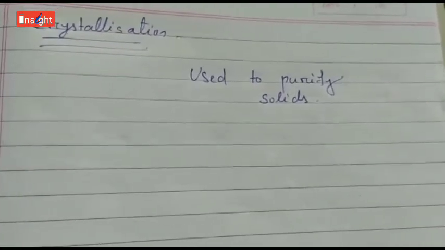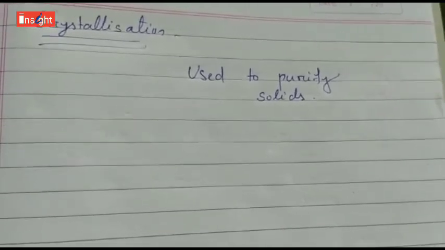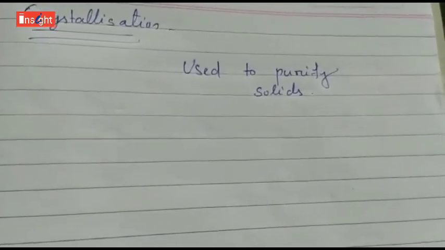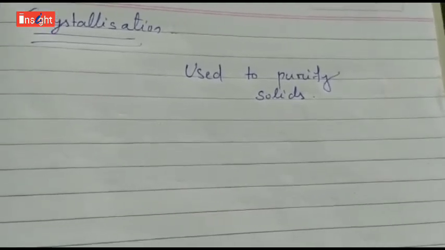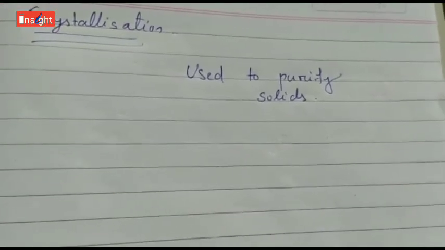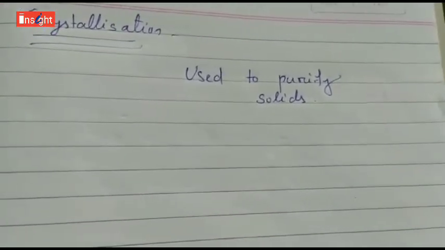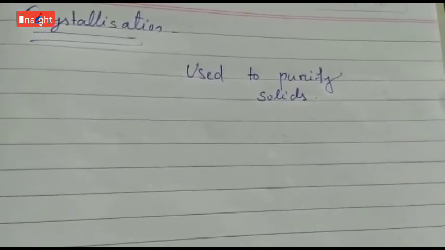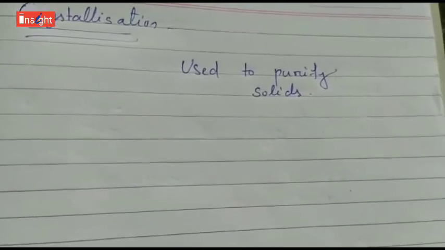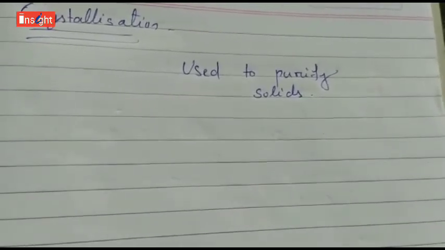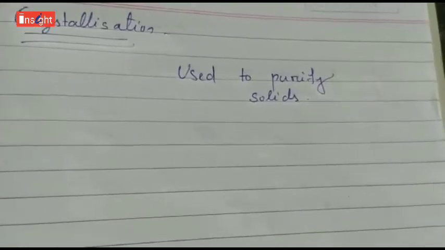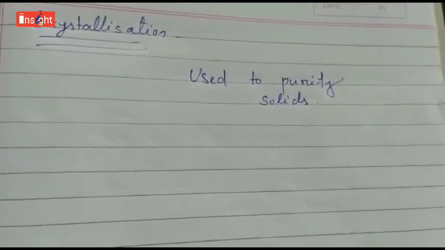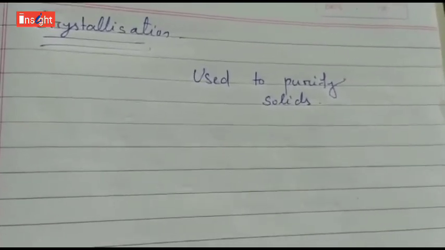First of all, we dissolve the impure sample in a minimum amount of water, then we filter out the impurities. After that, whatever water is present in the solution, we can evaporate it so that the water is removed and we get a saturated solution. Then we cover the solution and leave it for a few days to cool down. Then we can get fine, pure crystals of solids.